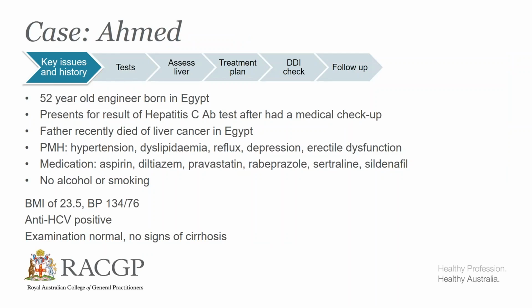So yes, Ahmed is a 52-year-old engineer who was born in Egypt, and he presents for the result of his hepatitis C antibody test after he had a medical checkup recently. Also of note was that his father recently died of liver cancer in Egypt. He has a past medical history significant for hypertension, dyslipidemia, reflux, depression and erectile dysfunction, and his medications are listed there. There is no history of alcohol or smoking, and his BMI was 23.5 with a blood pressure of 134 and 76, and he was found to be anti-HCV antibody positive. His examination was otherwise normal, and he has no signs of cirrhosis.